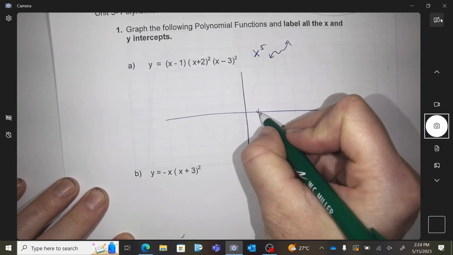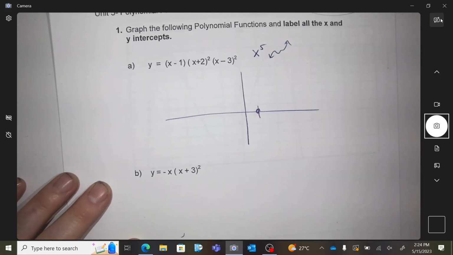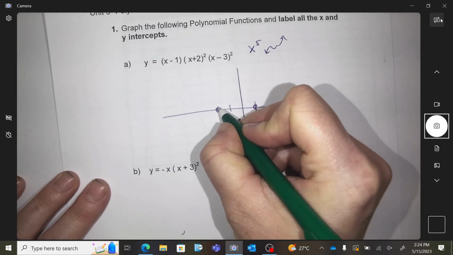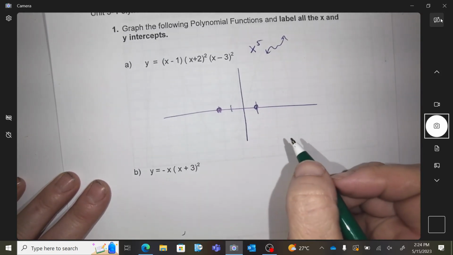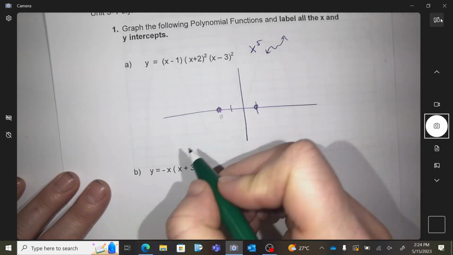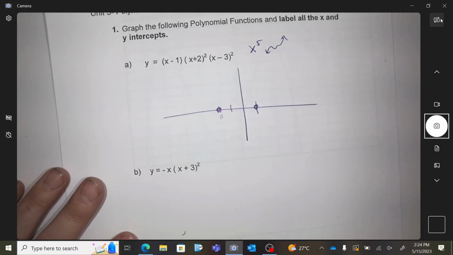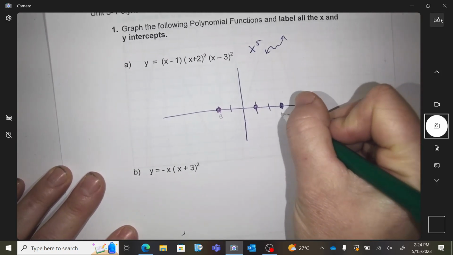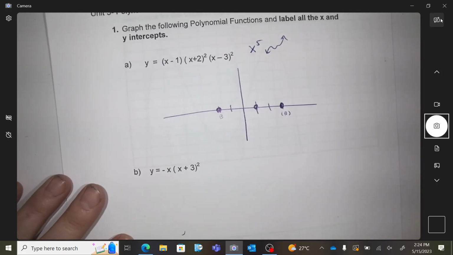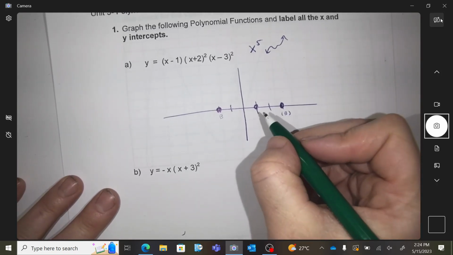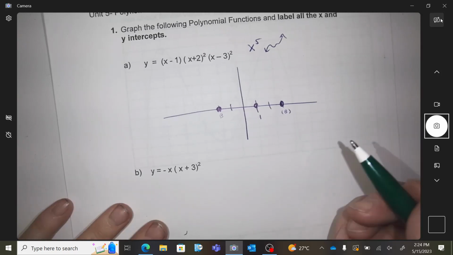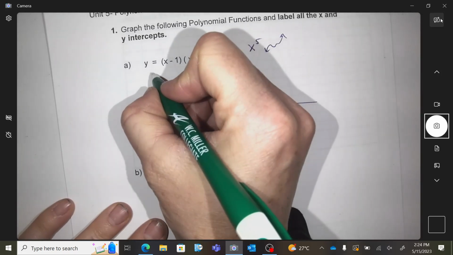Okay, x-intercepts. We have an x-intercept at 1, at -2. You know what I'm going to do? I'm going to give myself a little lightly shaded B there so I remember to do a bounce later. And at 3, I'm also going to put a little B for a bounce. Okay, I need something labeled, so I'm just going to write 1 and then I'm good, because each tick means 1 on the x-axis.